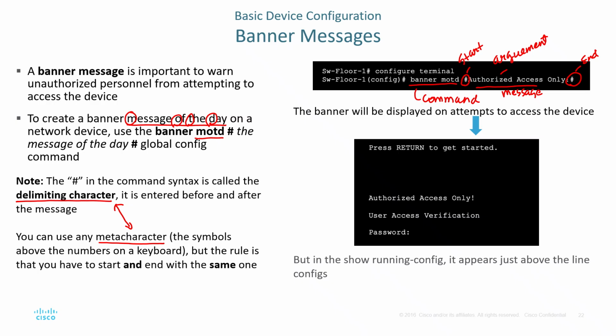Now, the interesting thing about this is when you do a show run, your banner is displayed directly above your line configuration, almost to the end of your show run. So if you type in exit, and this is how you're going to see it when you do this, you type in exit twice. It'll bring you all the way back out of your device. When you go all the way back into your device, it should be the very first thing you see. Okay? It should be your warning.